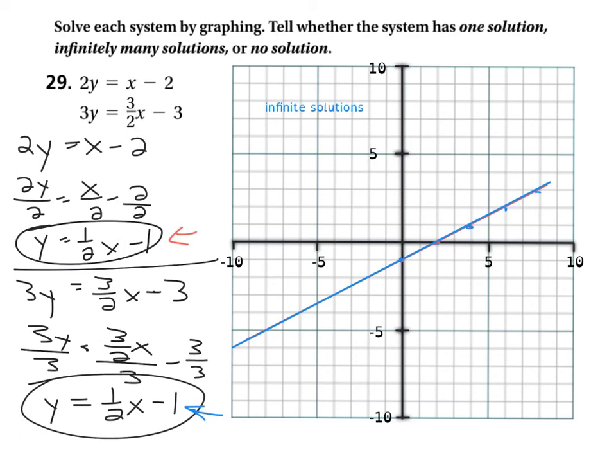So the idea here is that if you get exactly the same line, it's going to be infinite solutions. If you get 2 lines with the same slope, but they're crossing the y-axis at different places, then they're going to be parallel and they will not meet, so there'll be no solution. Every other option is just they cross in some way. They have different slopes right away. If they have different slopes, they're just going to cross once and there'll be one solution.